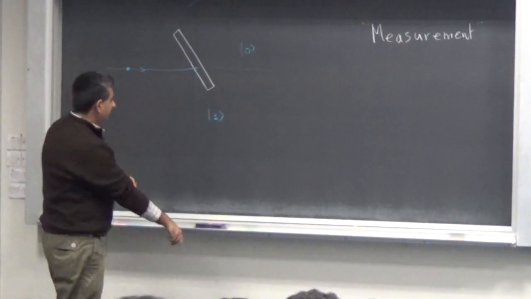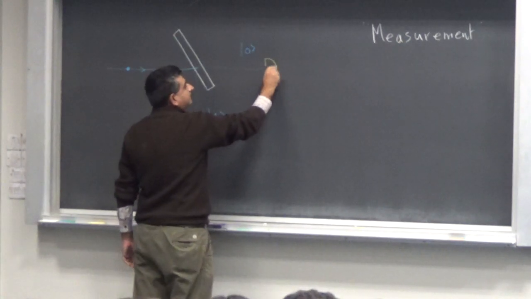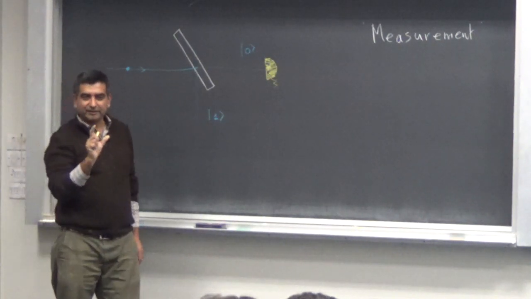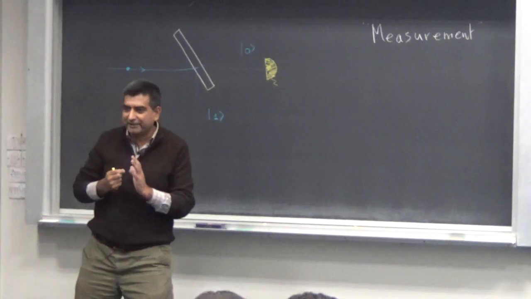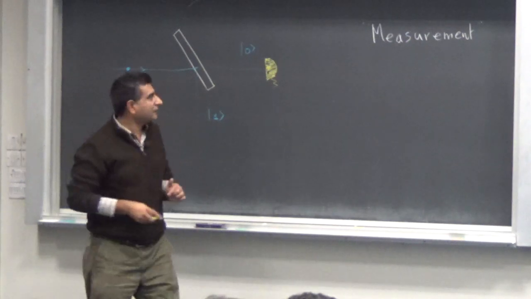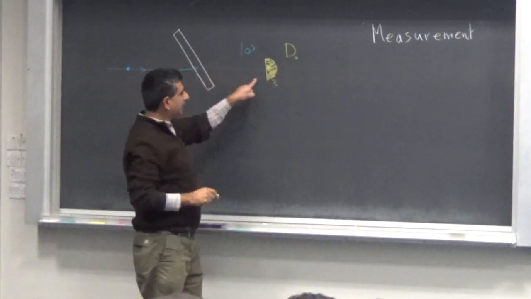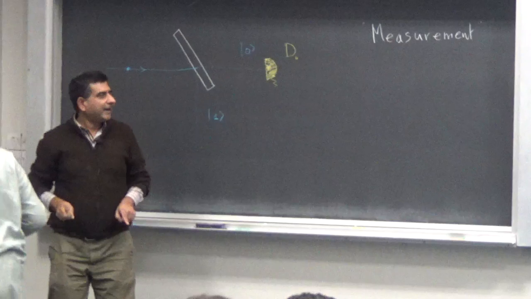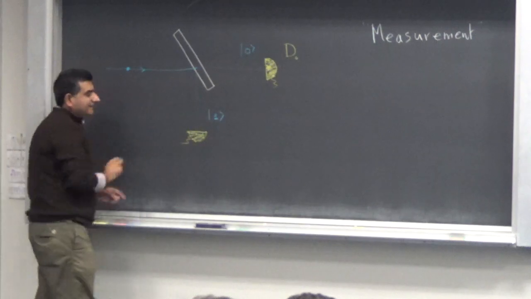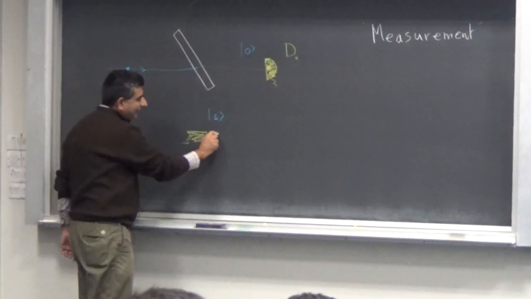So what we do is we put a detector here. This is a kind of detector. What the detector does, when a photon comes and strikes this detector, it gives a click. Click. Okay? Let's call this detector D0, because this is in the path of ket 0. And now let's also put a detector here. This is the symbol I'm going to use for detectors generally. Let's call this detector D1.